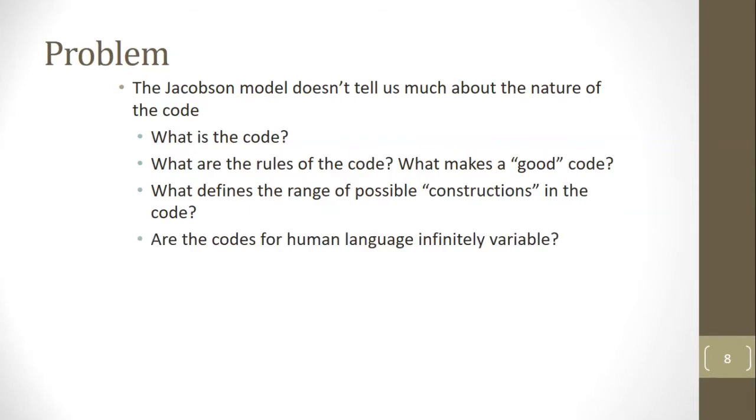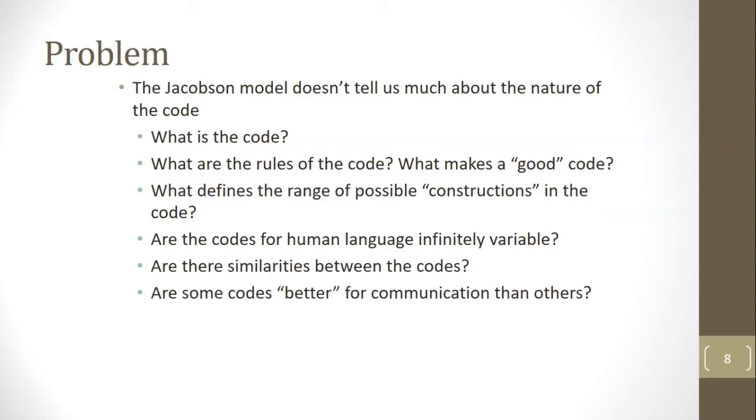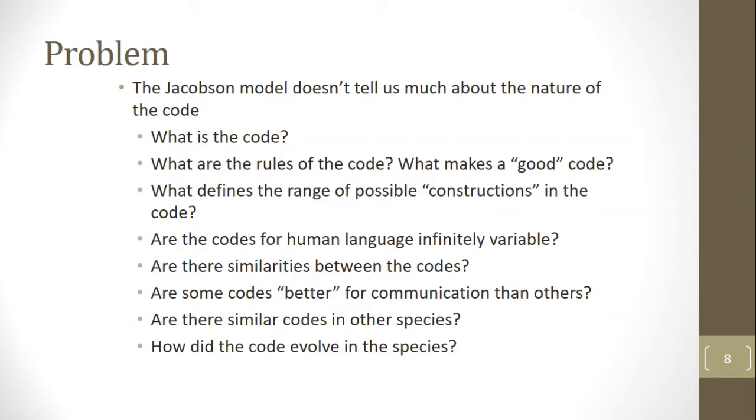We could ask ourselves, are the codes for human language infinitely variable? Are there similarities between the codes? What makes a good code? Are some codes better for communication than others? Are there similar codes in other species? How did the code evolve in the species? And perhaps most important of all, this kind of model of communication tells us about communication. It doesn't tell us something that's very specific to language.